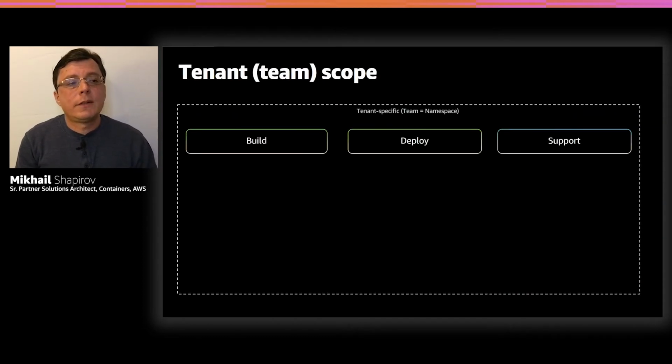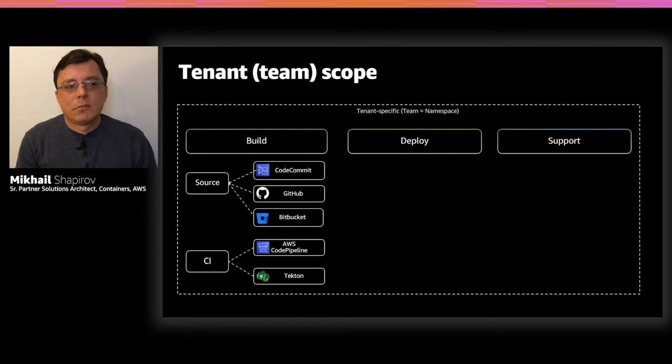Now let's move on to the tenant scope. That's the team scope, the development team or org unit. And as a developer, I really want to just build, deploy, and support my applications. So as far as build, we will use some source control. We're not going to be very opinionated. Developers can choose any Git-enabled solution, whether it's CodeCommit, GitHub, or Bitbucket.